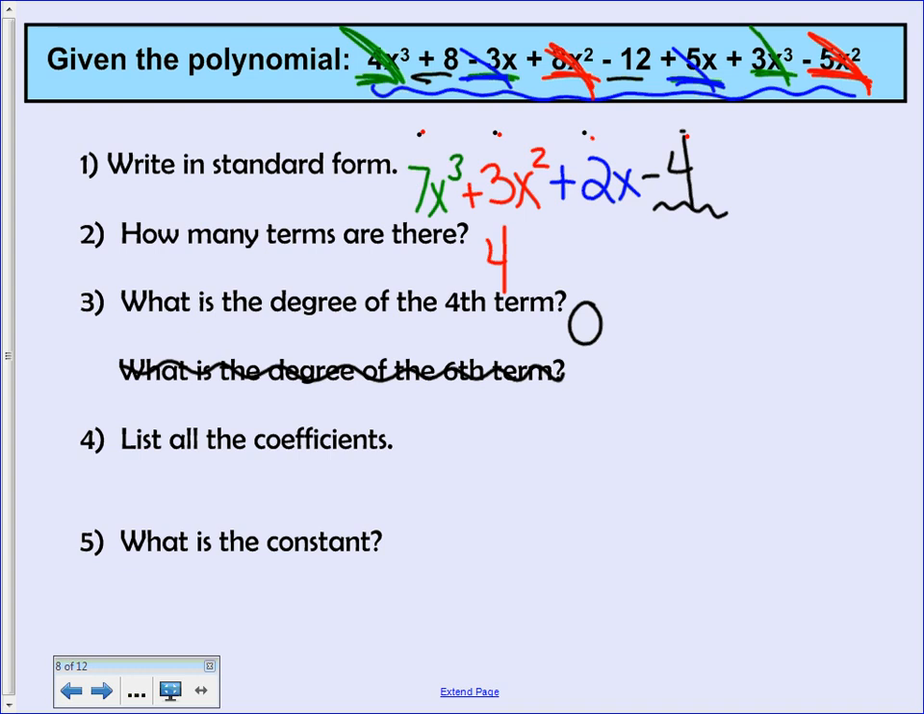Okay, now we want to list all the coefficients. Think back to a couple slides ago when I talked about coefficients. Coefficients are only the things that have x's. So 7 is going to be a coefficient, 3 is going to be a coefficient, and 2 is going to be a coefficient. Okay, 4 is not a coefficient because it is actually a constant, which answers number 5 for us. And I'm taking the sign with. Okay, if it's a negative, I'm going to write it down as a negative 4 if we're subtracting.